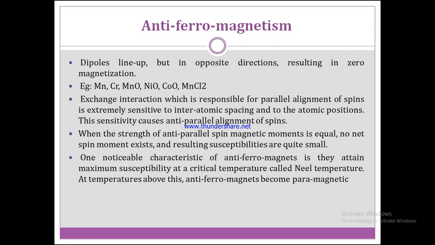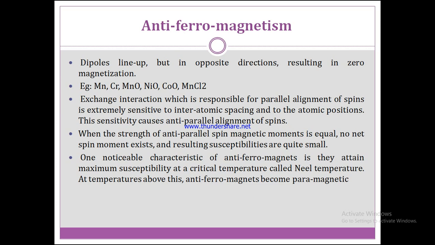Now, in this type of material, the dipoles are lined up but in opposite directions, resulting in zero magnetization. The examples of antiferromagnetic materials are manganese, chromium, that is Cr, MnO, NiO, CoO, MnCl2.